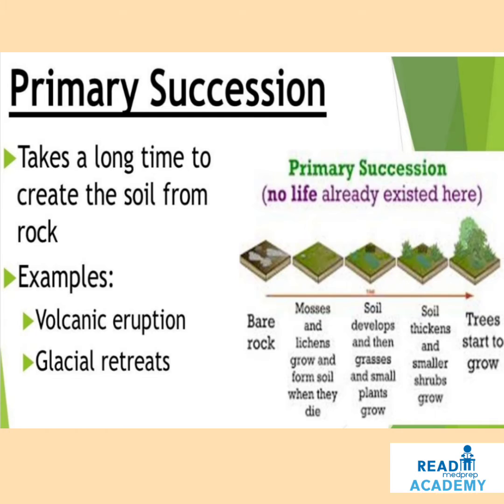You can see that the primary succession occurs where no life already existed, where the bare rock is present. The mosses and the lichens grow and form the soil when they die. Soil develops and then grasses and small plants grow. Soil thickens and smaller shrubs grow. Later on the trees start to grow.